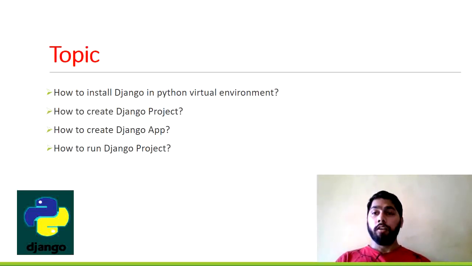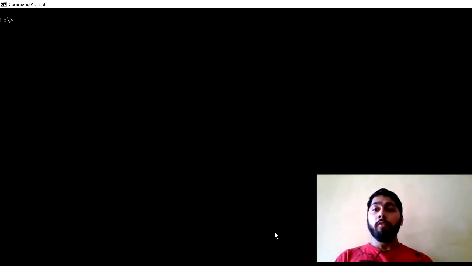Today we are discussing how to install Django in a Python virtual environment, how to create a Django project, how to create an app, and how to run the Django project. First of all, open the CMD command prompt. Okay, this setup is on a Windows machine. You can also set up on Linux and Mac OS.